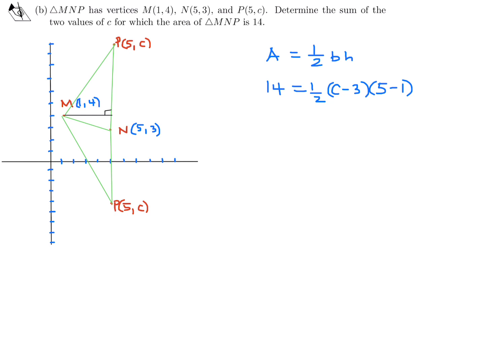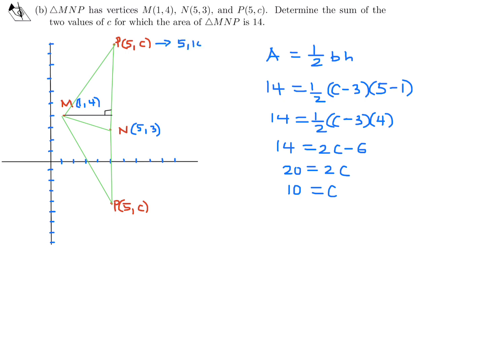All right, so from there, I only have one variable, so I can solve this. So 14 equals 1/2 times (C minus 3) times 4. So 14 is equal to 4 divided by 2, which is 2, times (C minus 3), so 2C minus 6. So 2C equals 20, C is equal to 10. So this basically was (5, 10). That makes perfect sense.